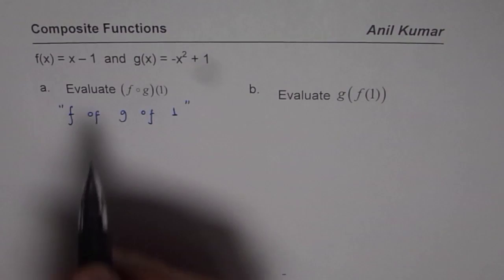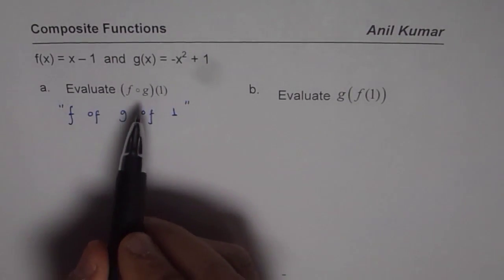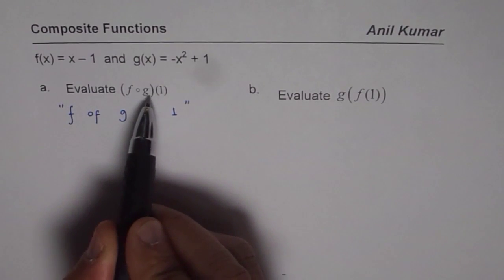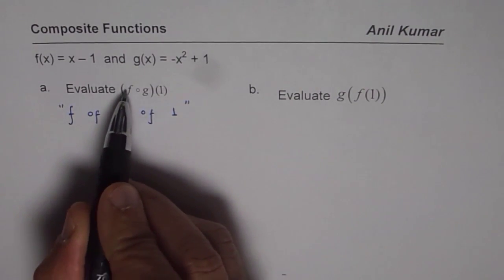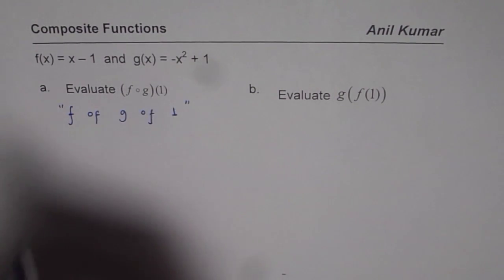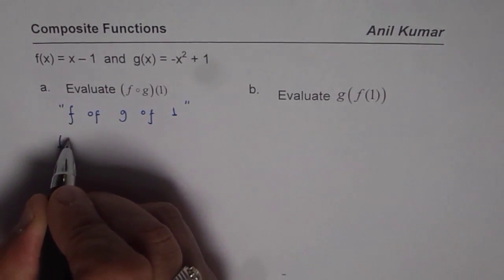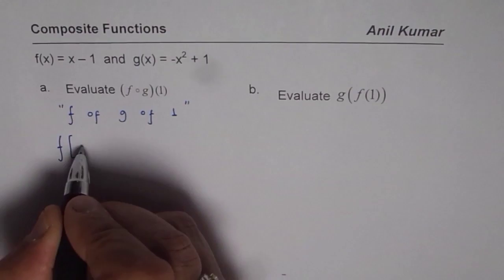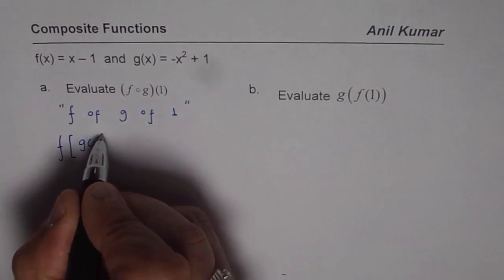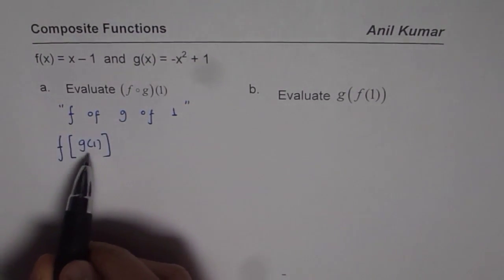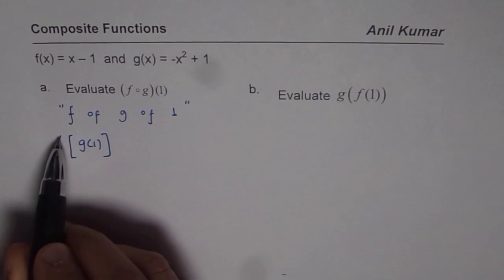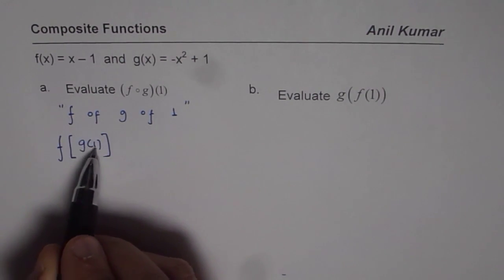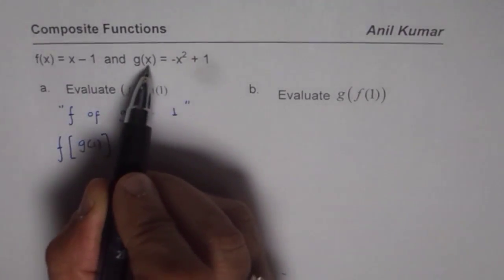Now let us see how to evaluate this function. Always we have to start with the inside function, the function on the right side. So when we say f of g of 1, we really mean f of g of 1. Now the domain of the function f is the g function. To find g of 1, we'll substitute 1 in this expression.